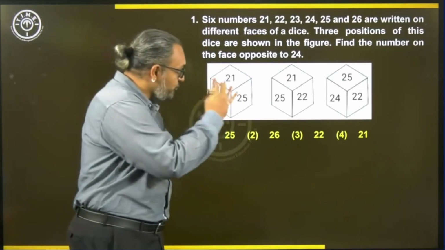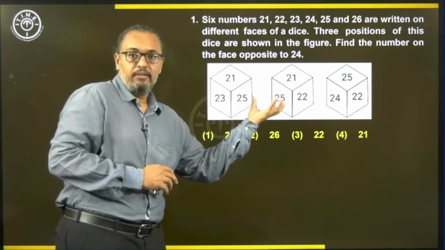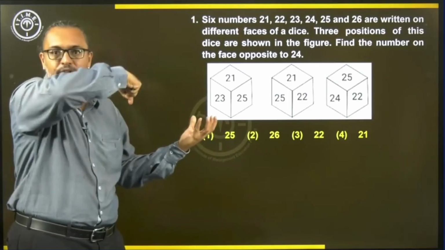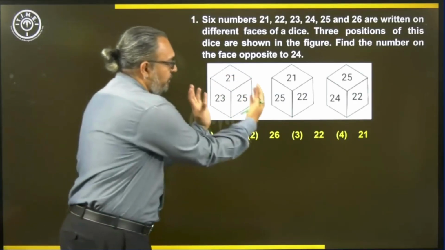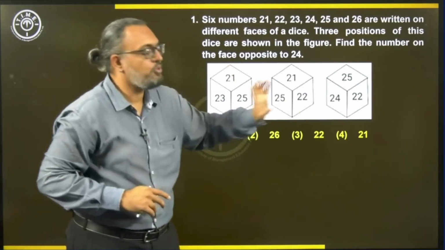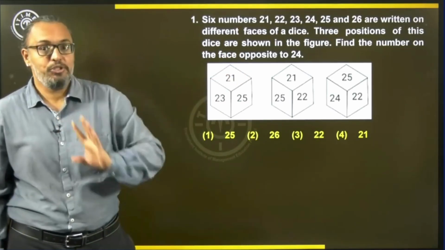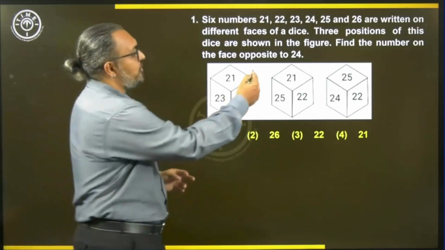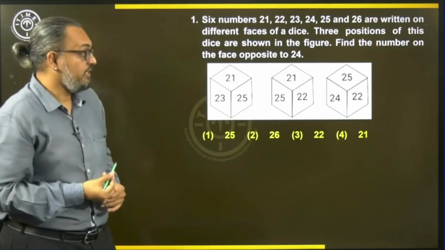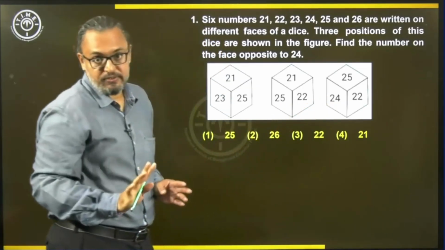So you need to start visualizing by orienting them. So if I orient the first view slightly with respect to the vertical axis, correct? So 25 which is on this side will move to this side. So 23 goes behind, so opposite to 23 you have 22. But you need to also look into the question that is asked. Now, what is the question that is asked? Find the number on the face opposite to 24, he says. Now, 24 is available here, so I definitely have to make use of this.